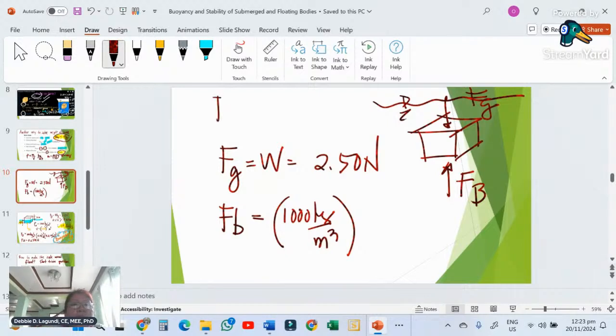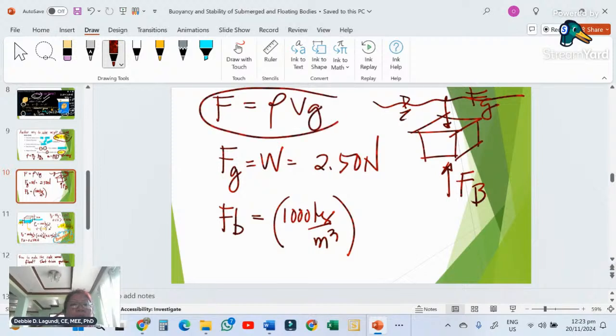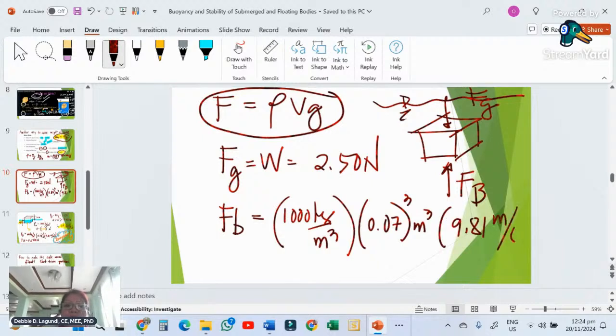So for the formula, it is rho times volume times G for both weight FG and FB. Then the rho is 1000, the volume is 0.07 cubed, and this is meter cubed afterwards. And then you have to multiply it by 9.81 meter per second squared.